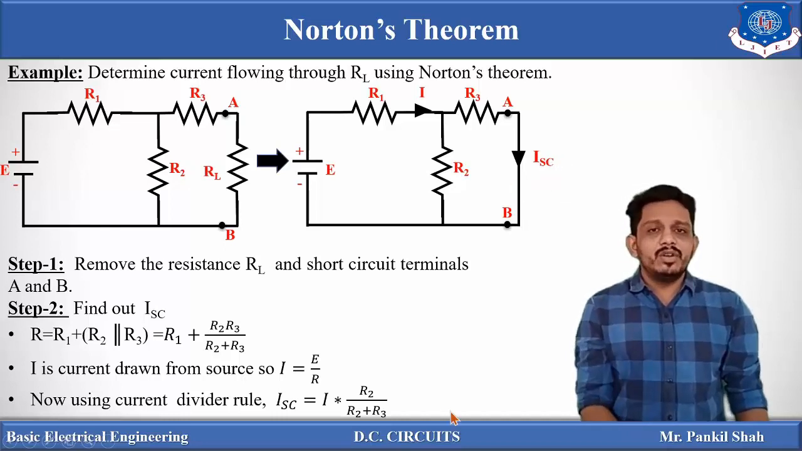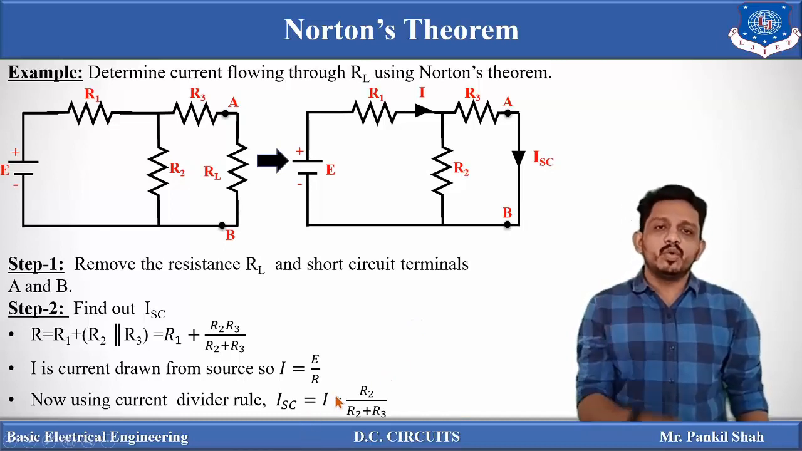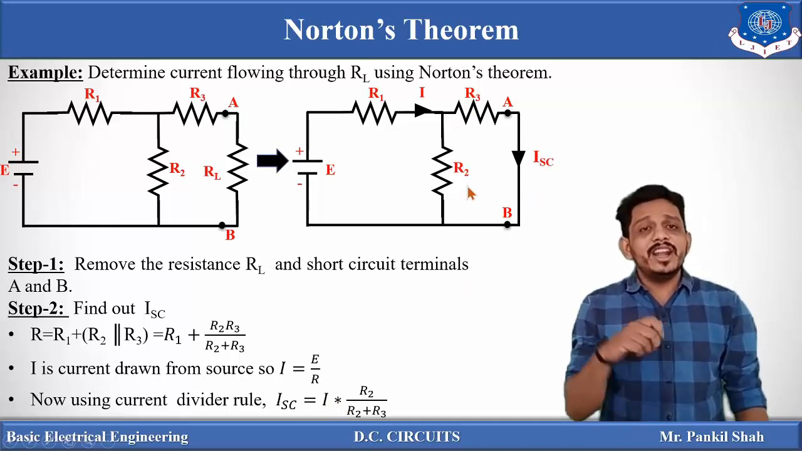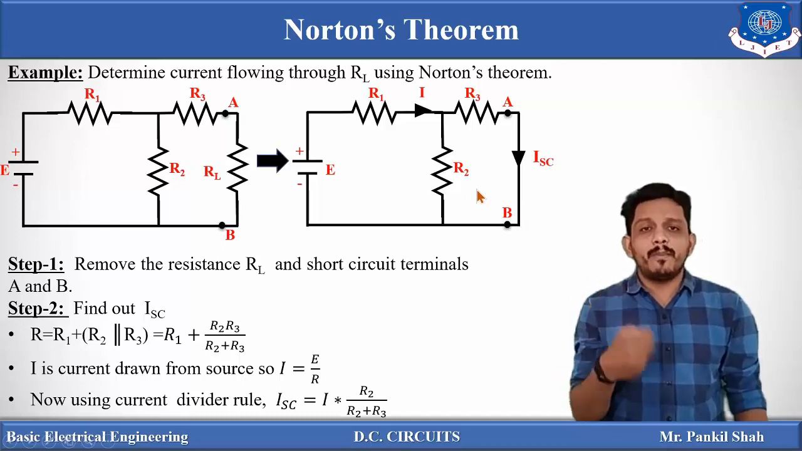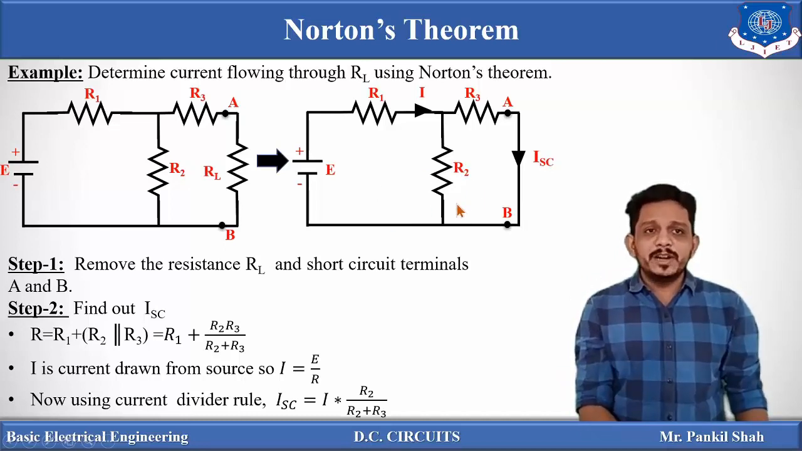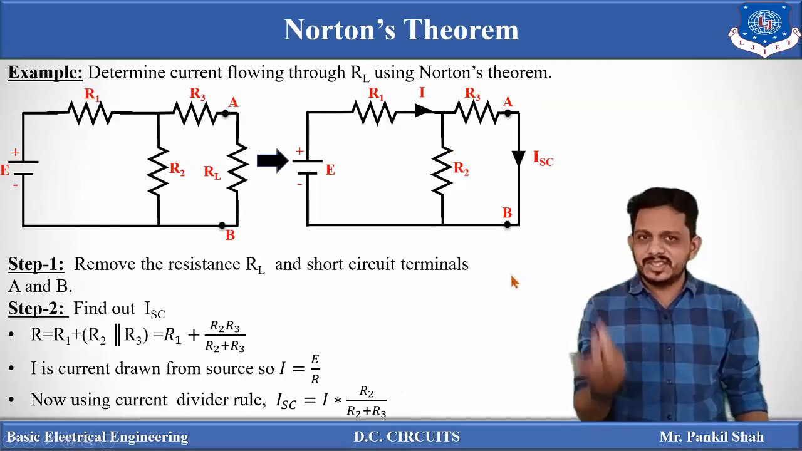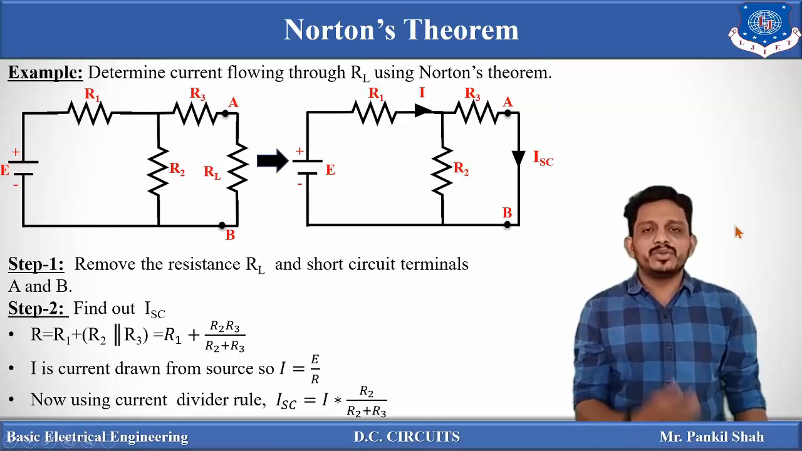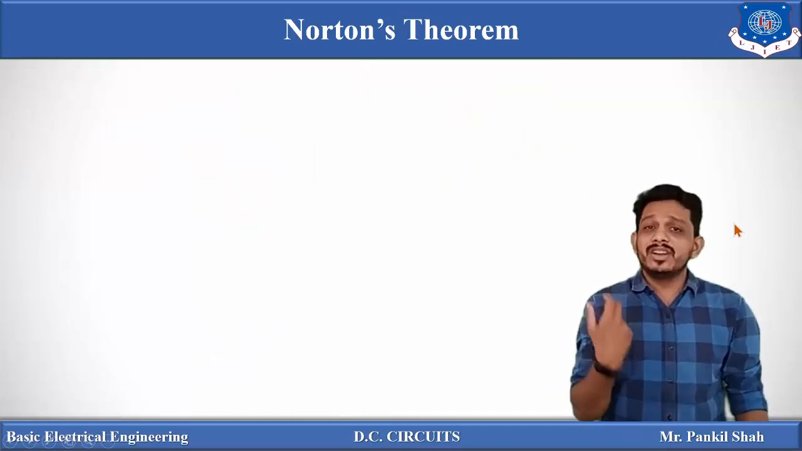In the current divider rule, what is the formula? ISC equals, first you put the value of the total current I, multiplied by, in the numerator, the opposite branch resistance, which is R2. You divide it by the addition of both branch resistances. Here the resistance value is R2, and this other branch is a short circuited path, so its resistance is 0. So it will be R2 plus 0. In this way you can find the current flowing through this short circuit branch. This was all about the Norton's current value.